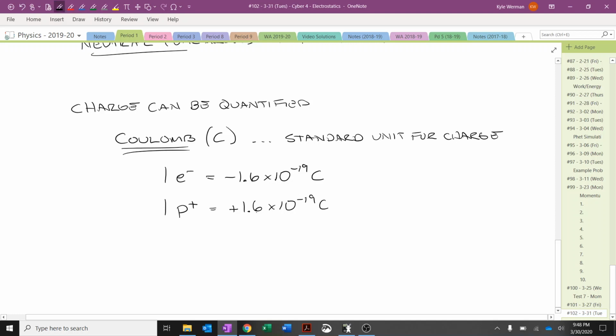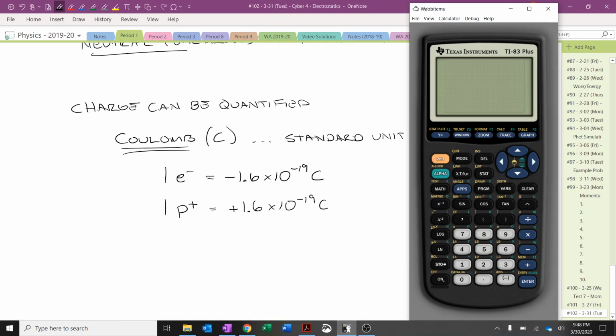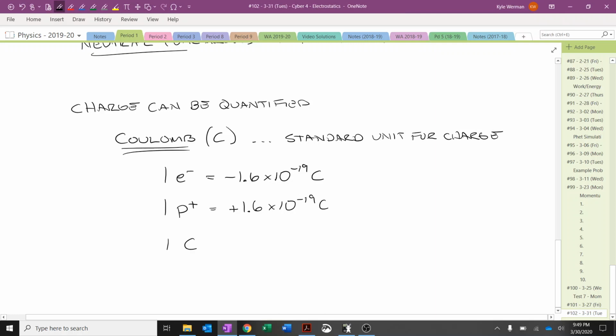Right? So if I take the inverse of 1.6 in my calculator, 1.6 second e to the negative 19, and I raise it to the negative 1, right? I really just flip my conversion factor, and that's the number of electrons or protons in 1 coulomb. So 1 coulomb is equal to 6.25 times 10 to the 18 electrons. Right? And since protons have the same charge as electrons, that's also the number of protons that would create that much charge.